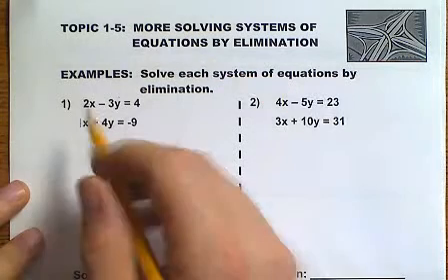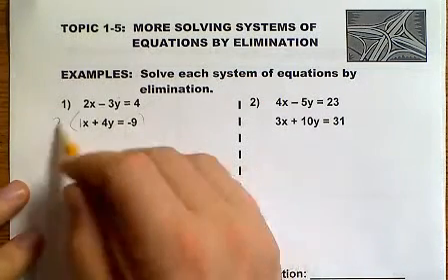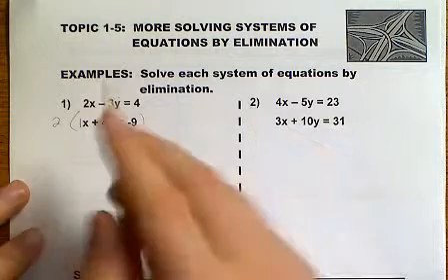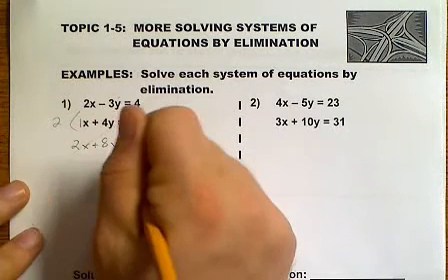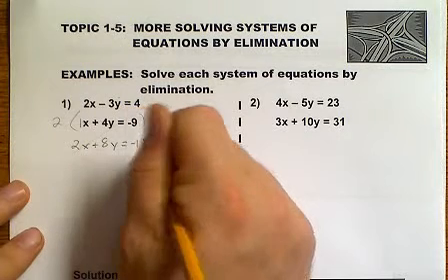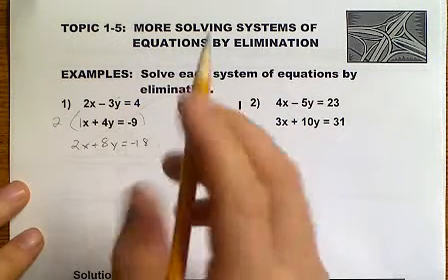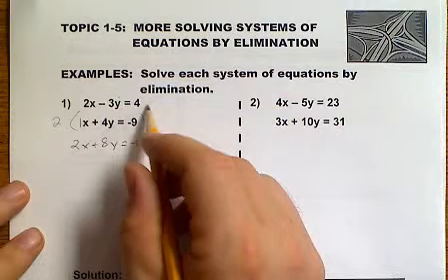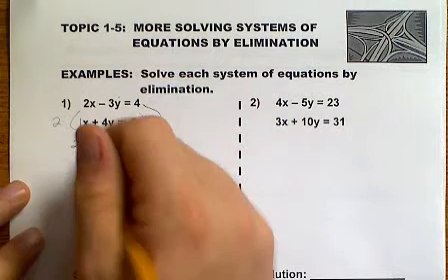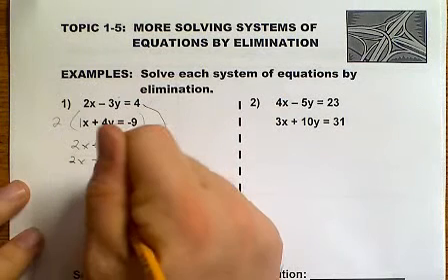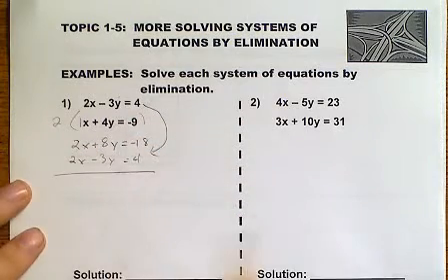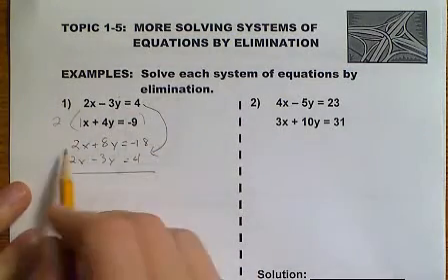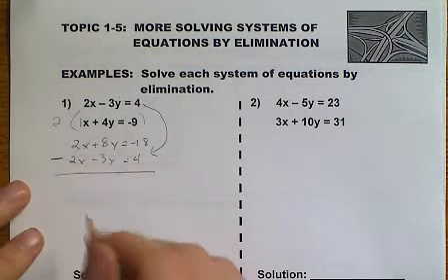So I'm going to multiply this bottom equation by 2, which gives me 2x plus 8y equals negative 18. I'm going to rewrite this other equation: 2x minus 3y equals 4. And to eliminate, I'm going to subtract.